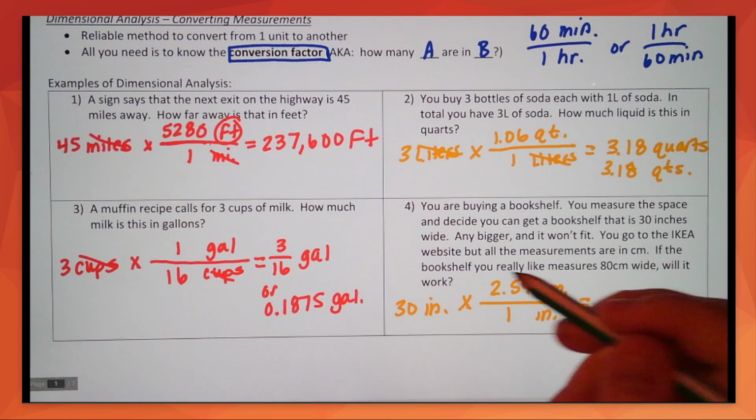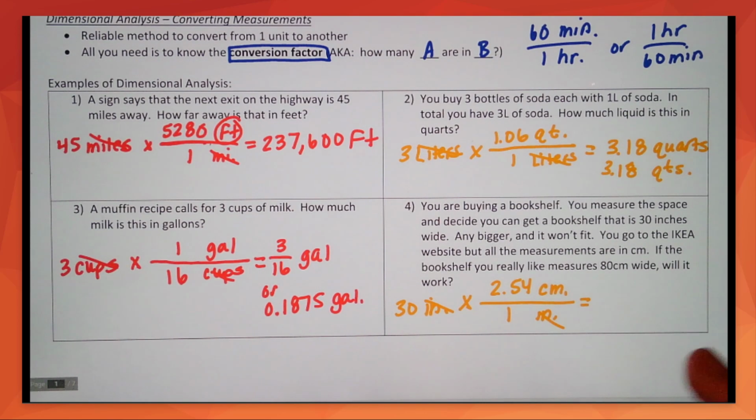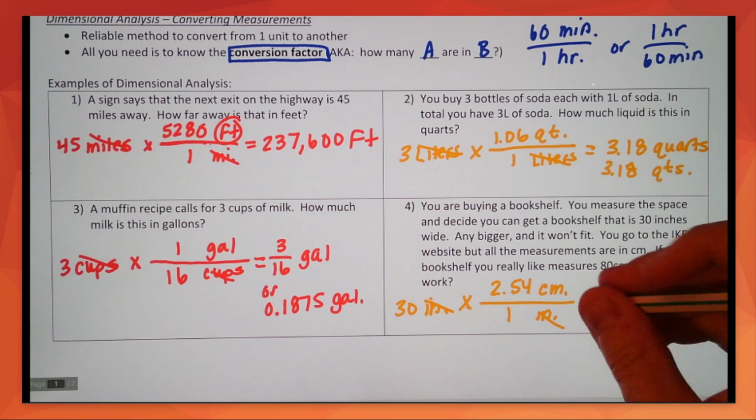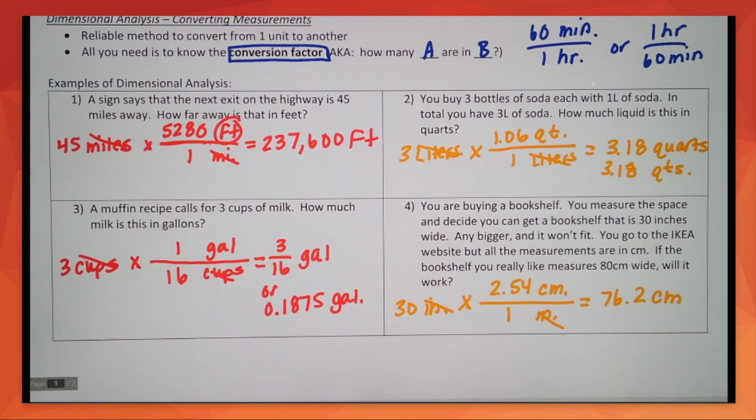Okay, so we will multiply. The inches cancel out. We have 30 times 2.54, and then you divide that by 1, which will just be itself. So 30 times 2.54 is 76.2 centimeters.